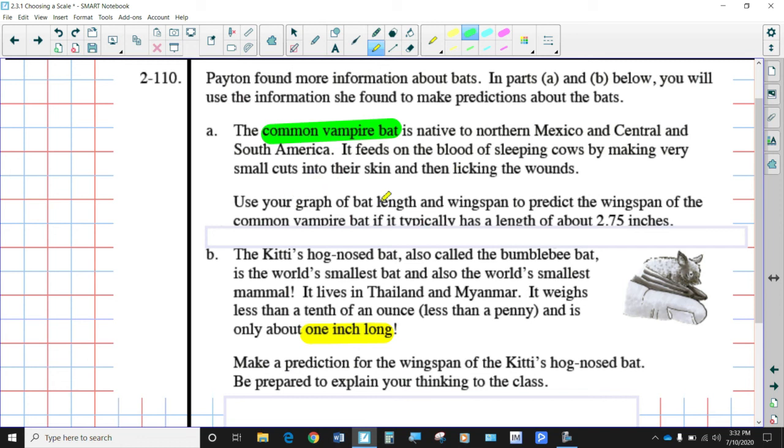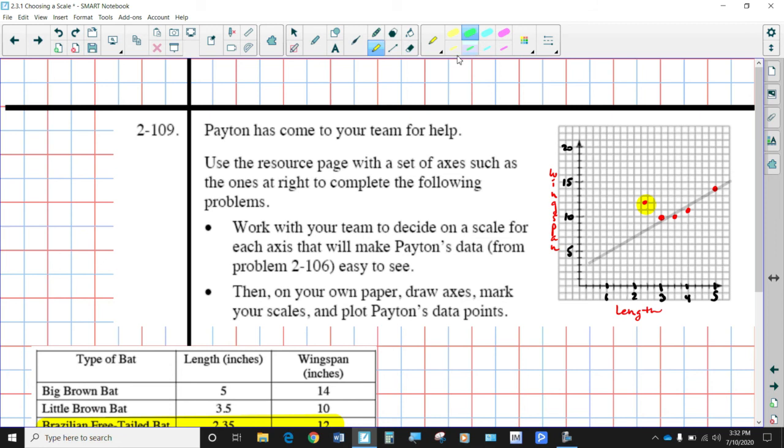Use your graph of bat length and wingspan to predict the wingspan of the common vampire bat if it typically has a length of about 2.75 inches. Okay, so it typically has a length of 2.75. So we had length on our x-axis, correct? So I'm going to code this one green. Where is 2.75? 2.75 is right around there, right?